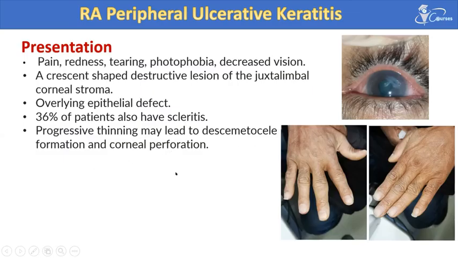For a descemetocele, all the cornea from the epithelium all the way down to Descemet's membrane is lost. So Descemet's membrane will yield under the effect of intraocular pressure, as it is a tough layer. It will cause a cystic swelling, a descemetocele, bulging out from the defect. And if not treated well, it will cause corneal perforation.